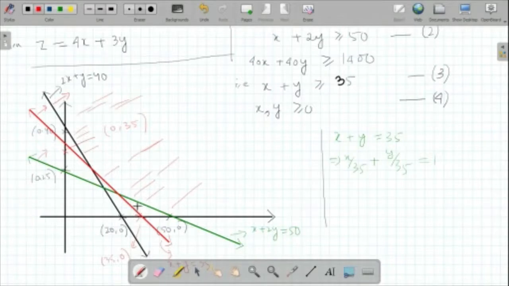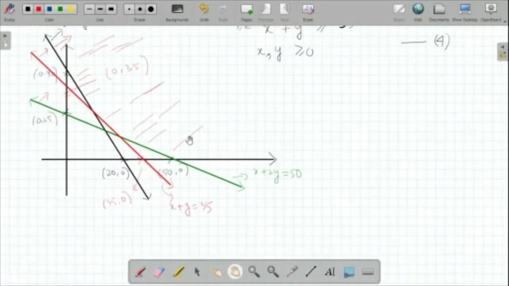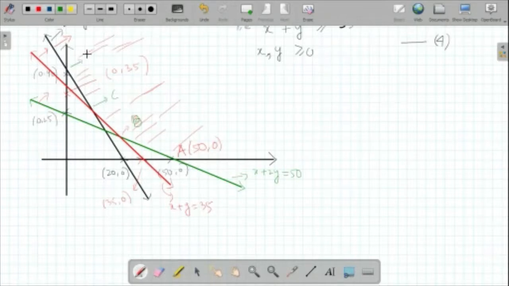So for that we need to find the corner points. And what are the corner points here? Here 1, here 1. So let's say this is my first corner point A. What is the coordinate here? 50, 0. This is B, which we need to find, and this is going to be C, and this is going to be D.